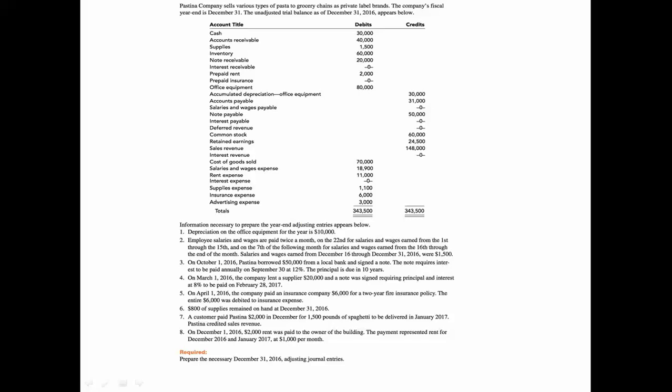So prepaid insurance, we had $6,000. We take 15 months that have not expired, divide that by 24, and we get $3,750. And the textbook shows or illustrates maybe a different way of doing this, or gives alternatives. So basically we have to account for what has not expired yet and make that the prepaid on the balance sheet.